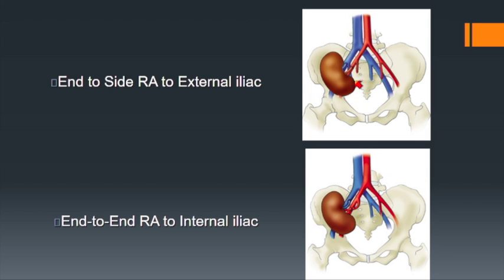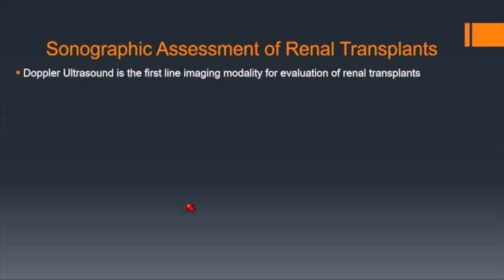And this is a graphic showing how a left kidney is placed. It's usually in the right iliac fossa. And in this particular case, the anastomosis is an end-to-side renal artery to the external iliac. Here is an alternative way of anastomosing the renal artery. Here it is going into the internal iliac artery, and the anastomosis here is going into the external iliac vein.